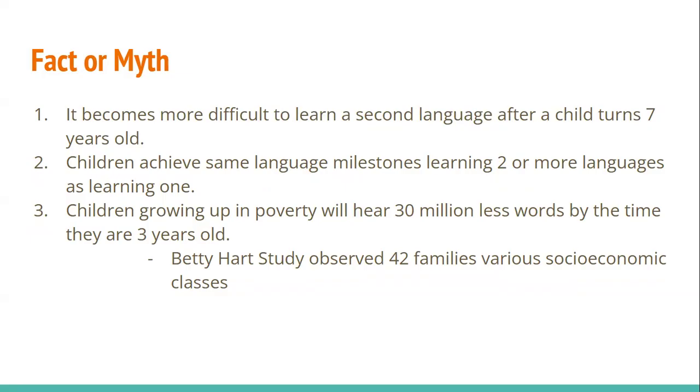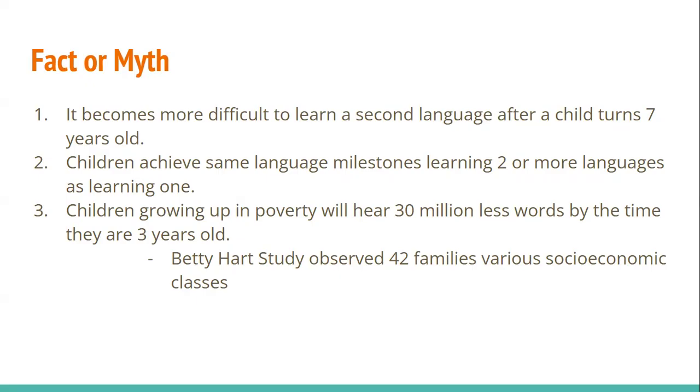Okay, last one. Children growing up in poverty will hear 30 million less words by the time they're 3 years old. Myth. Betty Hart did a study observing 42 families from different socioeconomic classes, and she found that 30 million less words were spoken by kids growing up in poverty by the time they're 3.